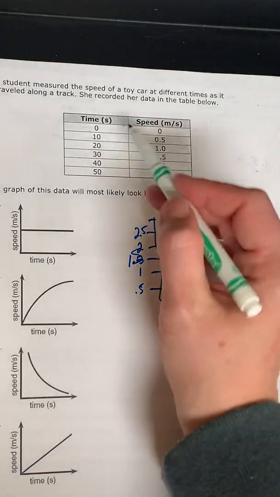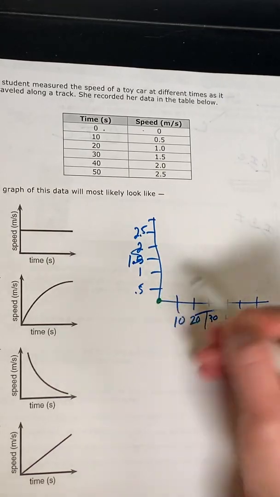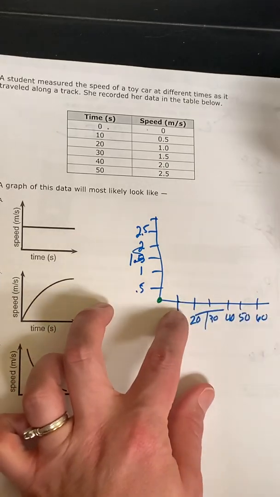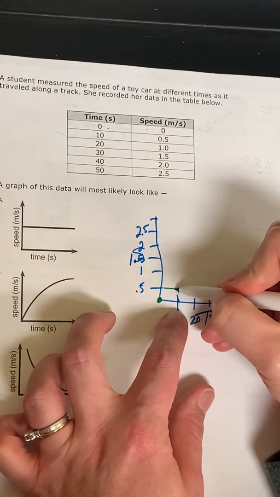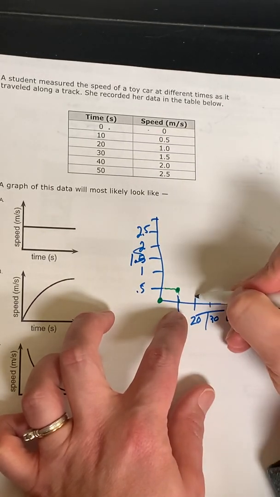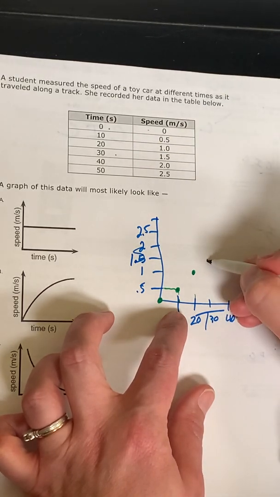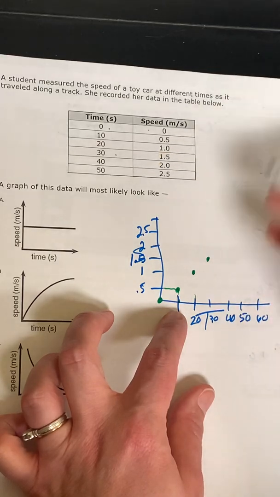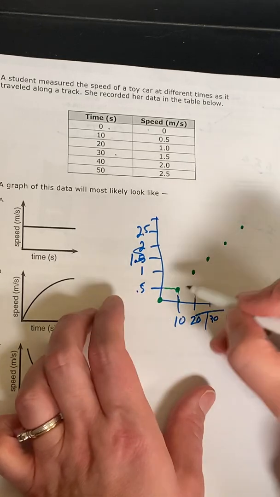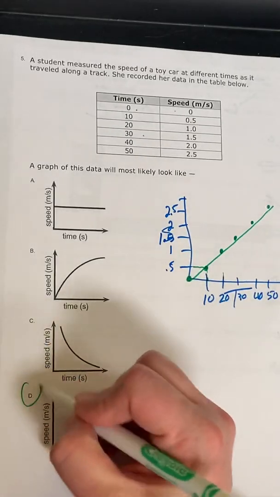So I'm just going to graph this real quick. When my time is 0, my speed is 0, that means my point is here. When my time is 10, my speed is 0.5, so I'm only going to come up to where it says 0.5, that's right here. When my time is 20, it's at 1, that's here. When my time is 30, it's at 1.5. When it's at 40, it's at 2. And then when it's at 50, it's at 2.5. If I connect the lines, I have a straight line, which makes D the correct answer.